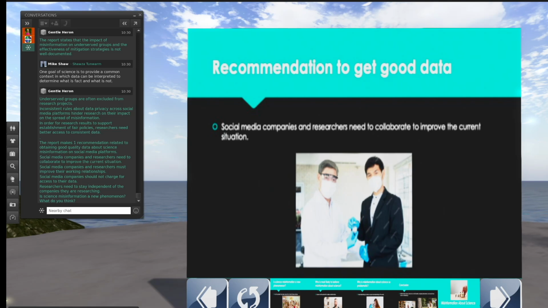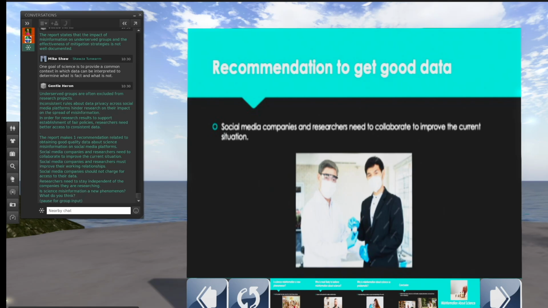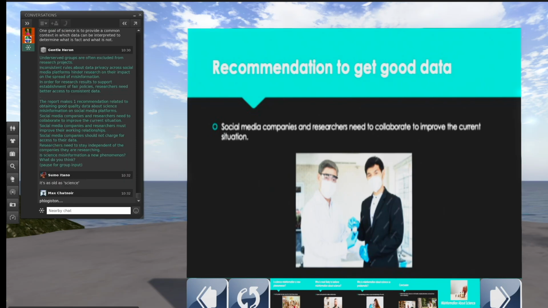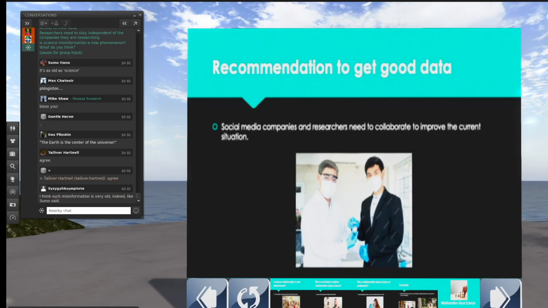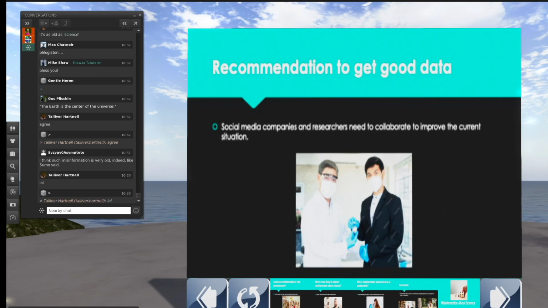Is science misinformation a new phenomenon? What do you think? Sumo says science misinformation is as old as science. Max gives the example of phlogiston. And Gus says the Earth is the center of the universe. Taru is not agreeing with that, I suspect. Suzuki says, I think such misinformation is very old, like Sumo said. So is everybody feeling the same about this?